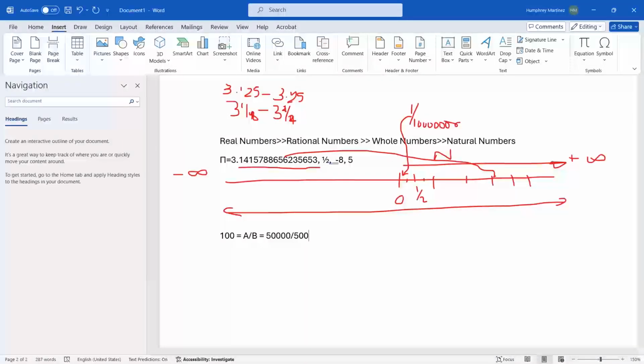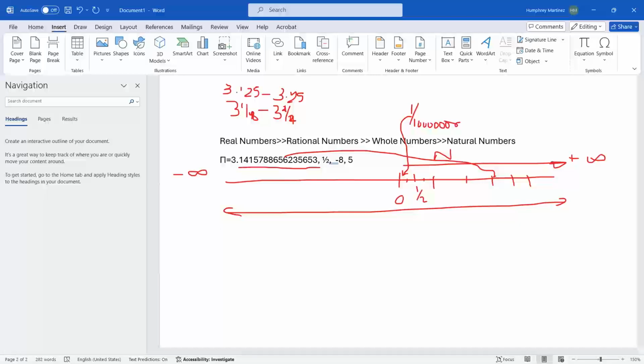Then you can express 100 in millions or an infinite number of fractions. You know, you can do whatever you want in order to make that expression happen, you know, the number 100.